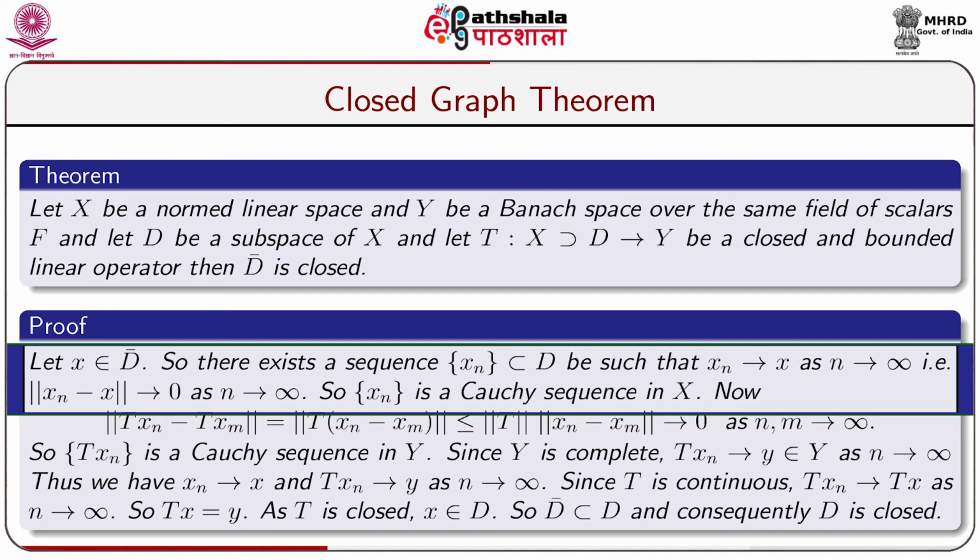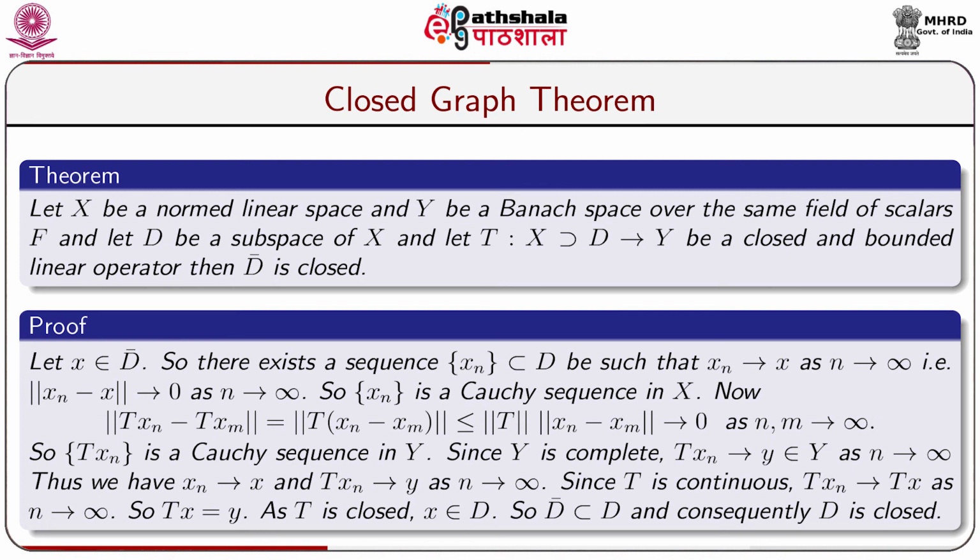Let x belong to capital D bar. So there exists a sequence xn taken from D such that xn goes to x as n tends to infinity. So norm of xn minus x goes to 0 as n tends to infinity, and this implies that the sequence xn is a Cauchy sequence in capital X.